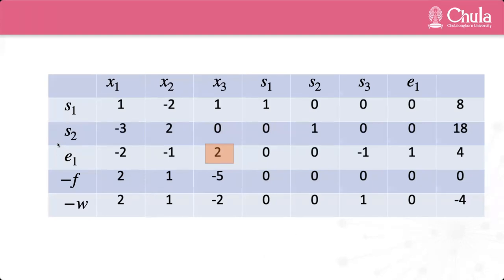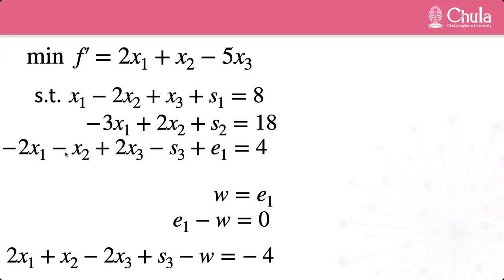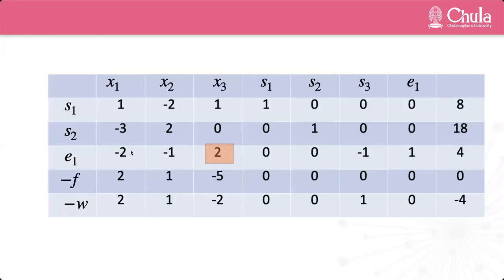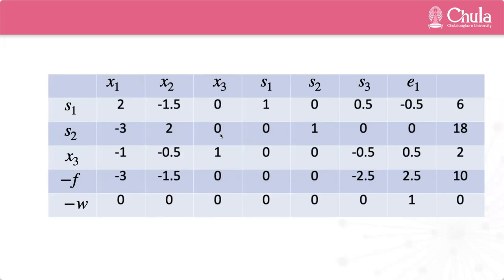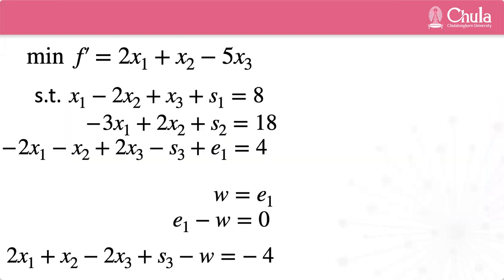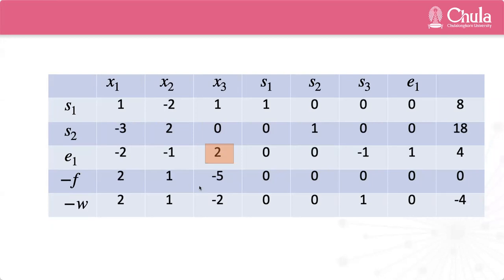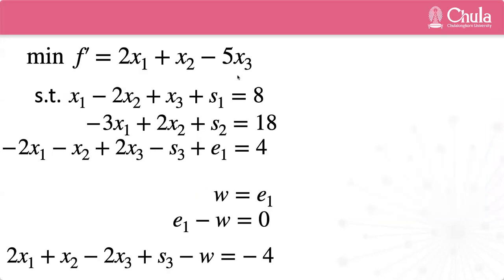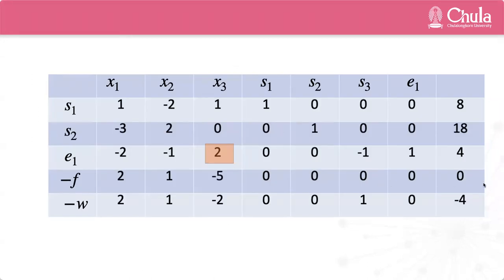The first and second rows are quite straightforward. The third one is also straightforward: -2, -1, 2, 0, 0, -1 and 1, right? And the objective function is 2, 1, -5, in this form: 2, 1, -5, 0, 0, 0, the rest. And the last one, minus W.